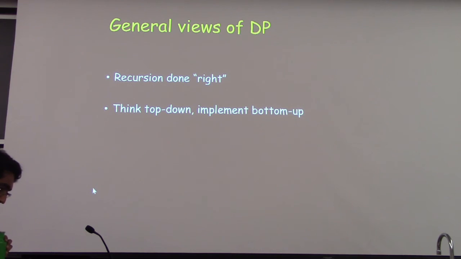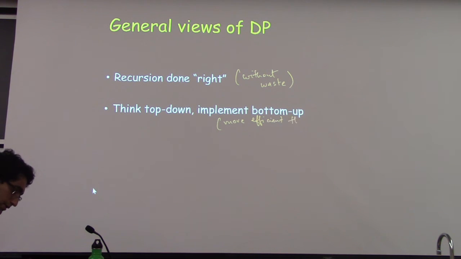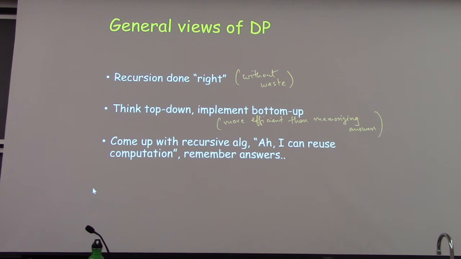Meanwhile, let me go to the next slide. This is the general view of dynamic programming that I've been saying so far. You think of it as recursion but done correctly, without waste. And this is the other thing. Sometimes to save memory, you might have to just implement bottom up. Could be more efficient than just memoizing answers. And the way you come up with a recursive algorithm is usually to say, I can reuse computation, you remember that.